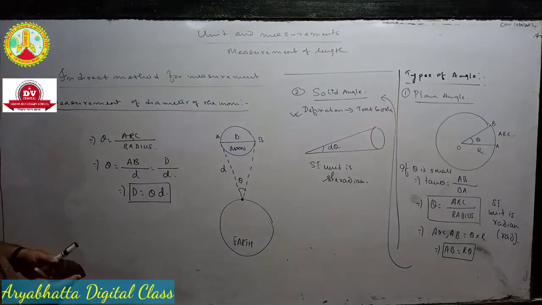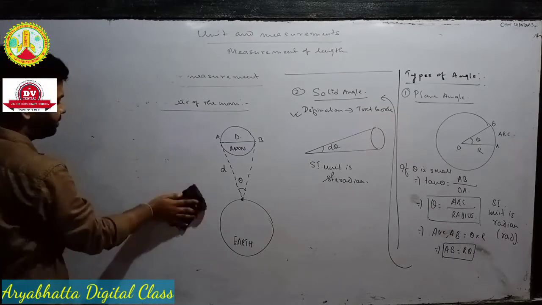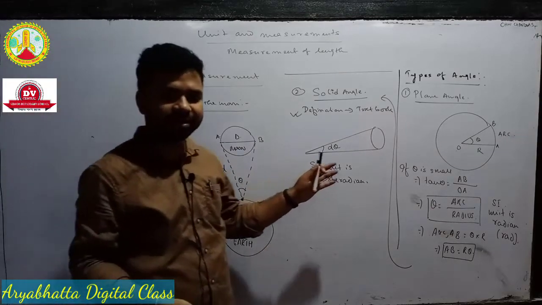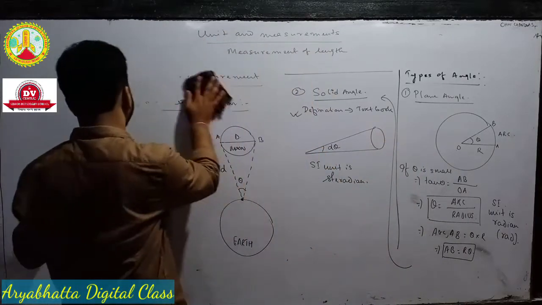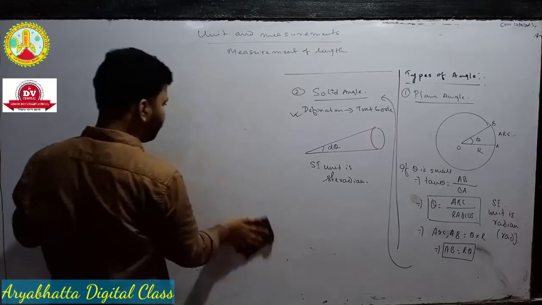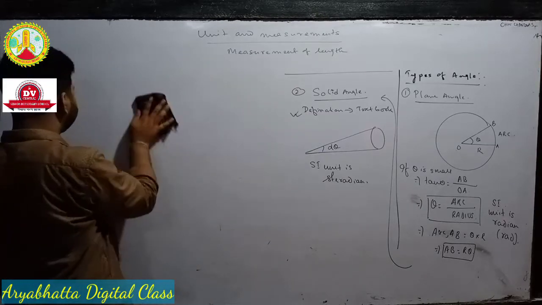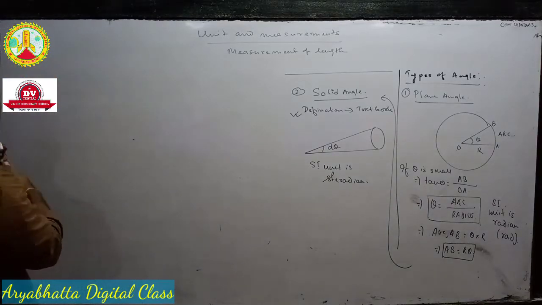Now the second one is, what are the units of length? Units of length we will discuss now. Unit of angle we have discussed. What are the types of angle? Plane angle, solid angle we have discussed. And remember one important formula, that is theta is equal to always arc divided by radius.